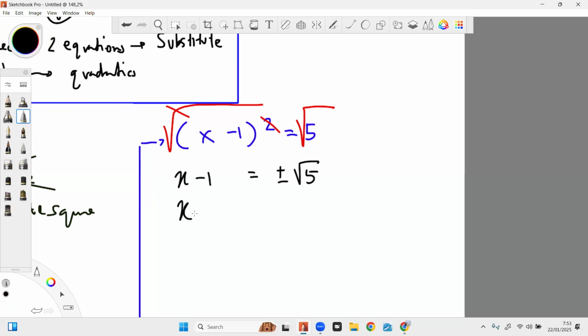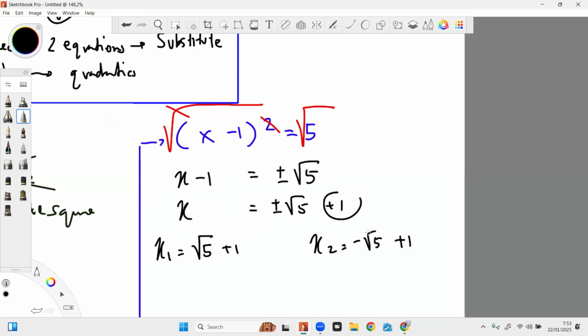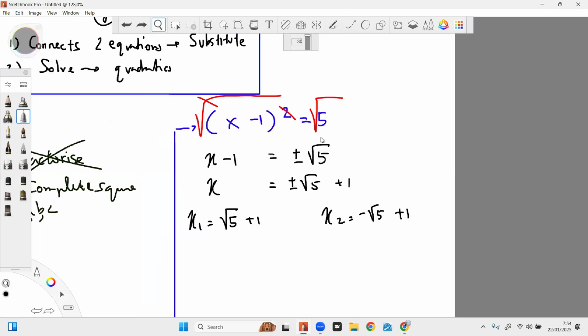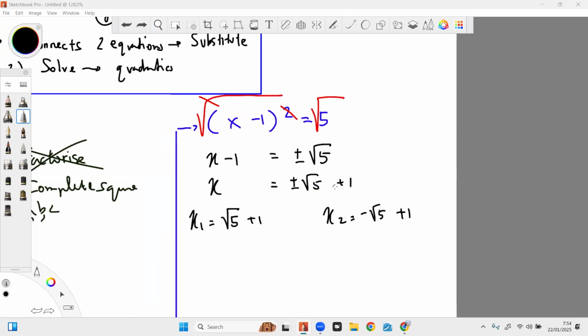Then we have x equals plus minus square root 5 plus 1. Or you can put 1 in front, up to you. Yeah, 1 plus minus. So the first x is taking the positive sign, and the second x is taking the negative sign. The plus 1 remains the same. Okay, after we get x1 and x2, two parts of x, are we finished? No, because we need to find the y.